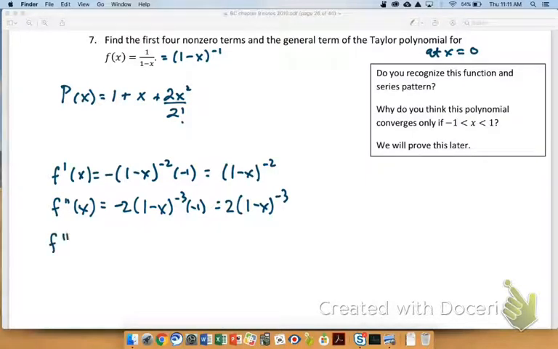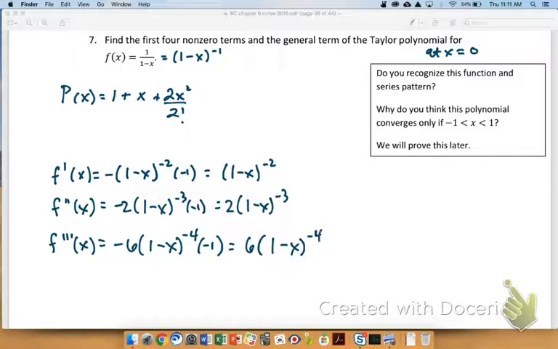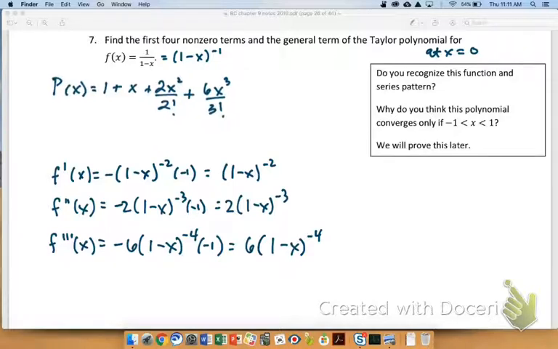And we only have to do one more, but I think we'll see the pattern here pretty quick. F triple prime then would equal negative 6 times (1 minus x) to the negative fourth times negative 1, which of course is just 6 times (1 minus x) to the negative fourth. Plug in the 0, and what do you get? So I get plus 6x cubed over 3 factorial. And this might be where it would be very beneficial for us to do some simplifying.